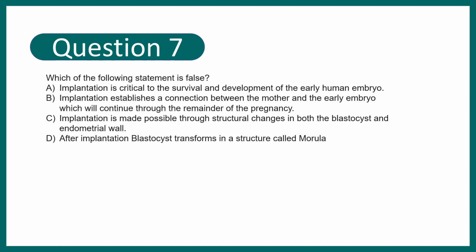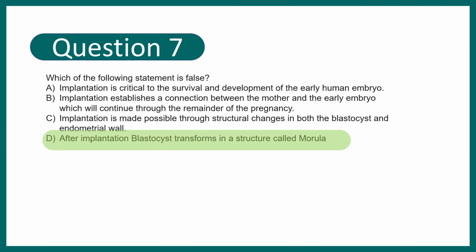Which of the following statements is false? Implantation is critical to the survival and development of the early human embryo. Implantation establishes a connection between mother and the embryo, which will continue throughout the remainder of the pregnancy. Implantation is made possible through structural changes in both blastocyst and the endometrial wall. After implantation, blastocyst transforms into a structure called morula. If you have read it correctly, you can understand the correct option would be the last one.